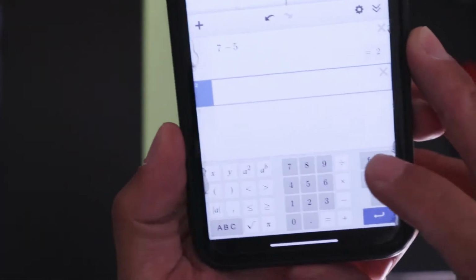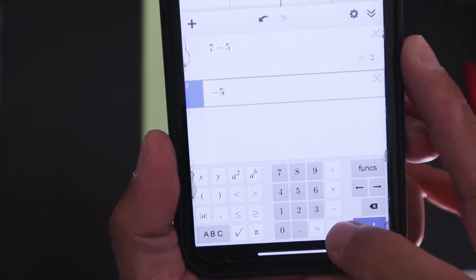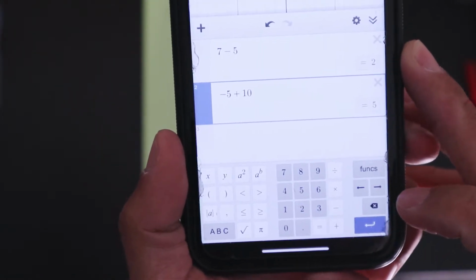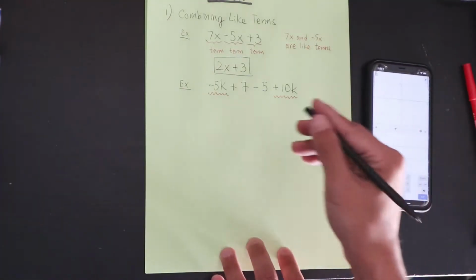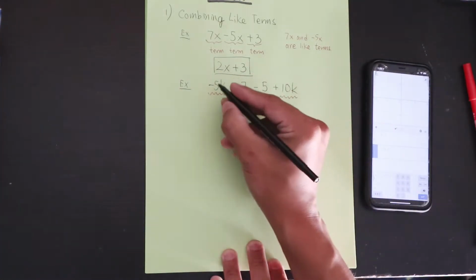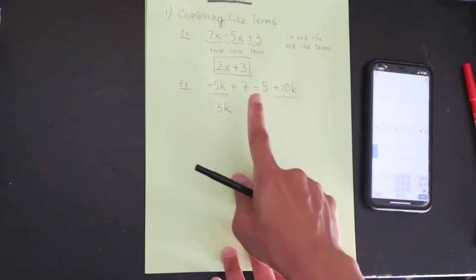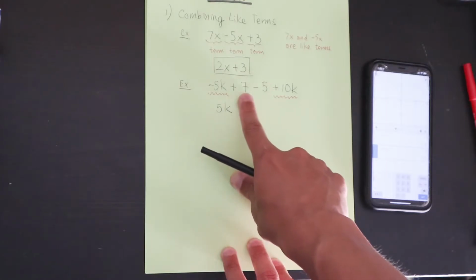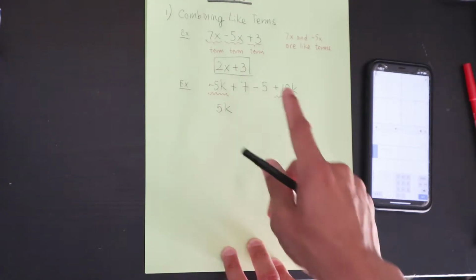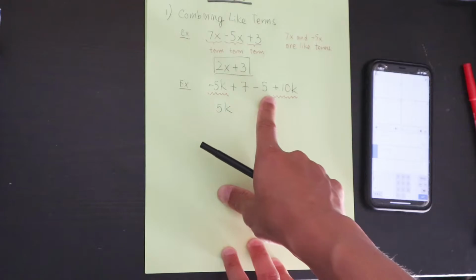So on my calculator, you type negative 5 plus 10 like this. And then you see that the answer is positive 5. So you put 5, but don't forget the variable. So these two combined become 5k. Then you try to do positive 7 minus 5. Remember, the 7 is positive, 5 is negative. So 7 minus 5, didn't we do that already?